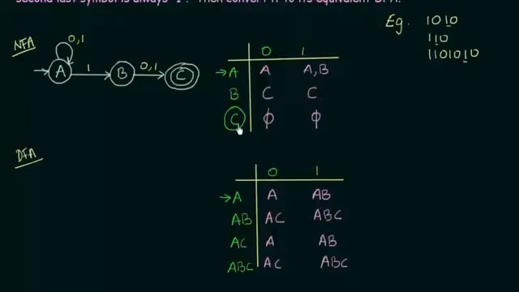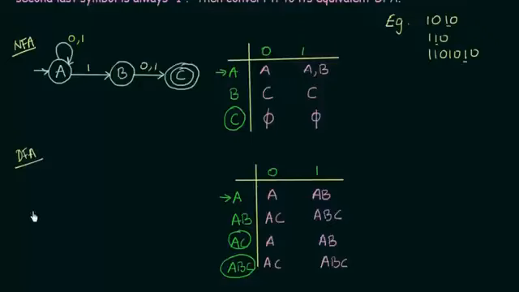So in this table, C was the final state. So in the new table, whichever states contain C will be the final states. So we see that AC contains C and ABC also contains C. So these two will be my final states, AC and ABC. Okay, now we have finished the transition table. Now let's try to draw the transition diagram.